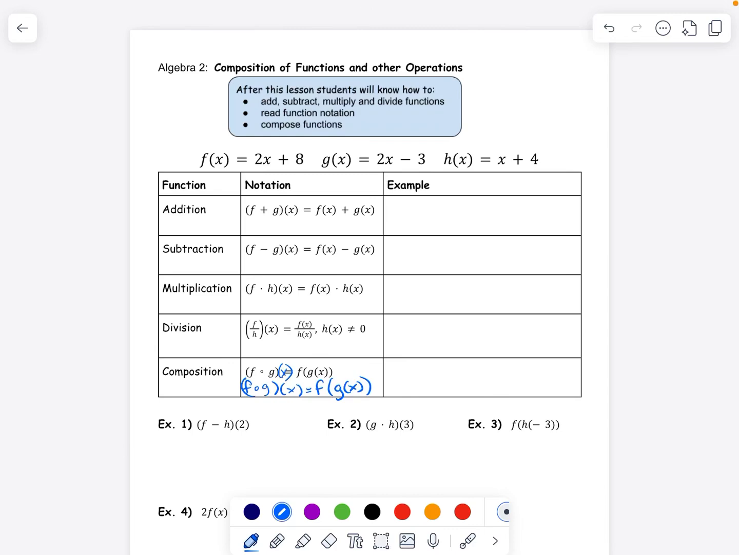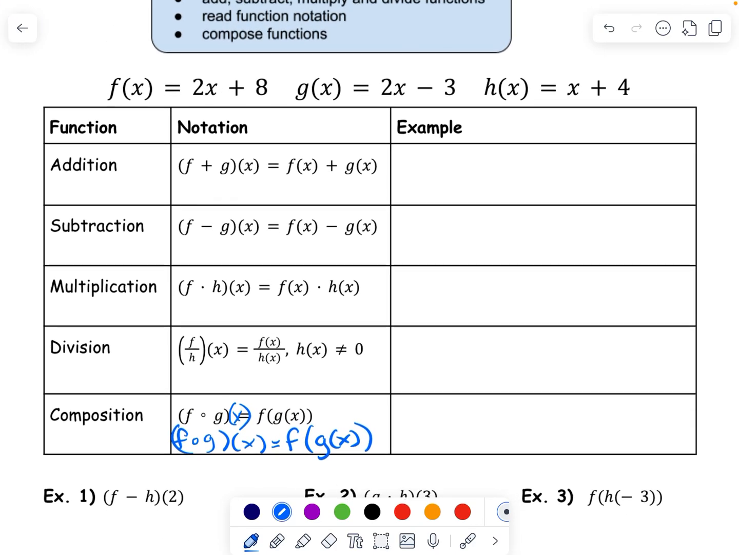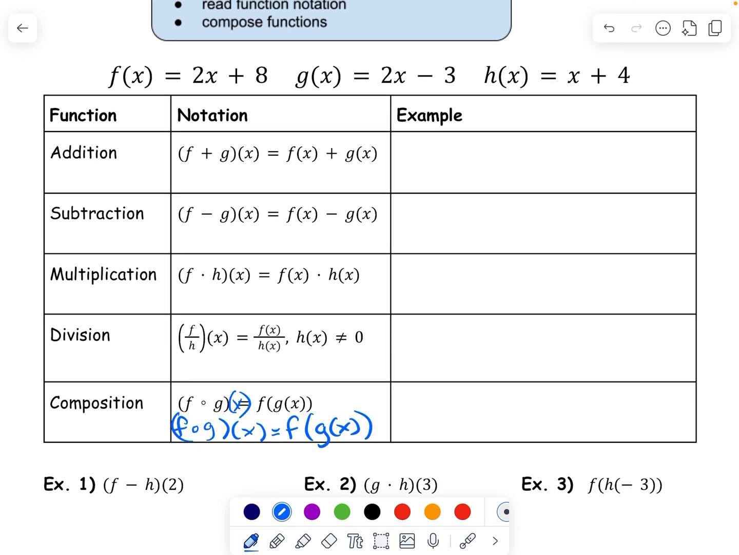Today we are going to learn composition of functions and other operations, but we're going to focus on the composition only, because guess what? That's probably the newest thing, right?